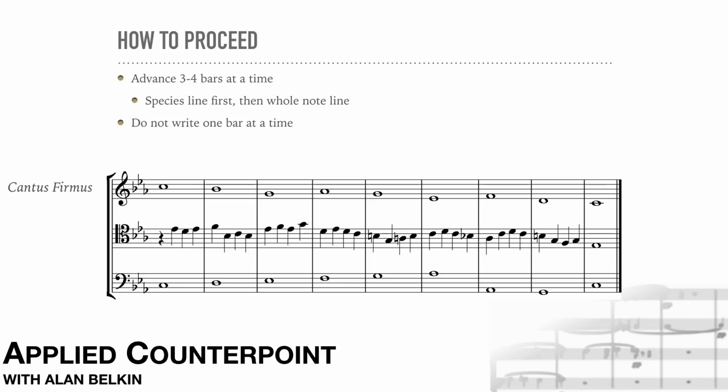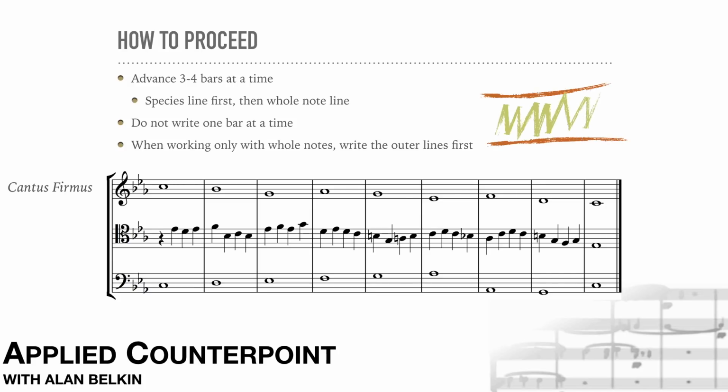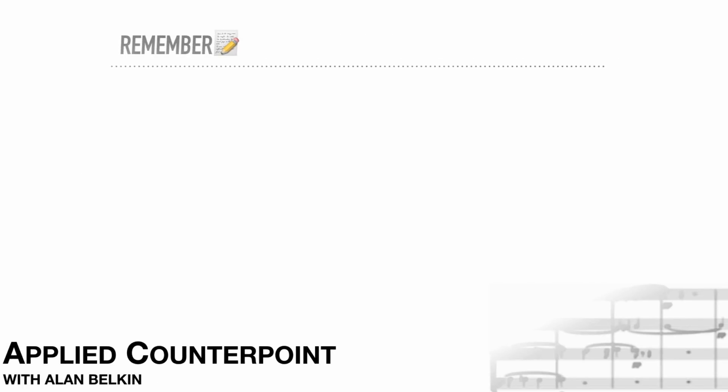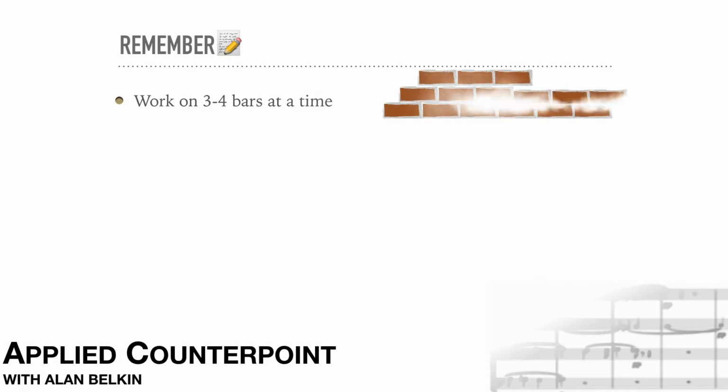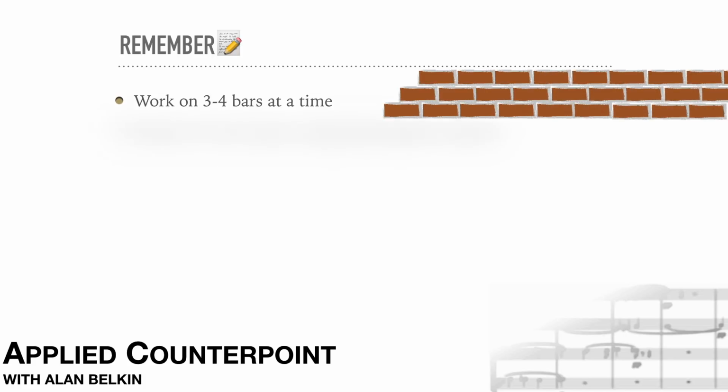A note about first species in 3 parts. Since all the parts are in whole notes, write 3 or 4 bars of the outer parts first, since they're the most salient ones. Your priority should always be what's easiest to hear. Remember, work on 3 to 4 bars at a time. Ensure the dominant sevenths are easy to sing and properly resolved.